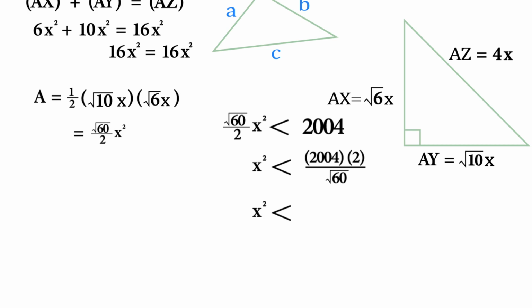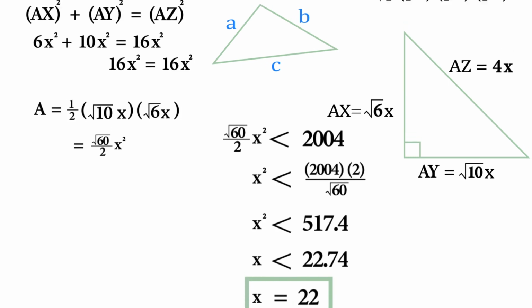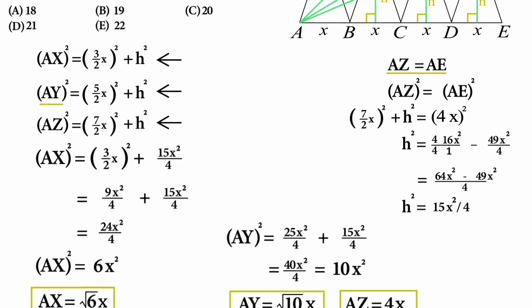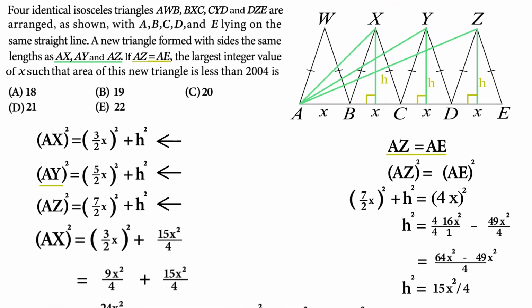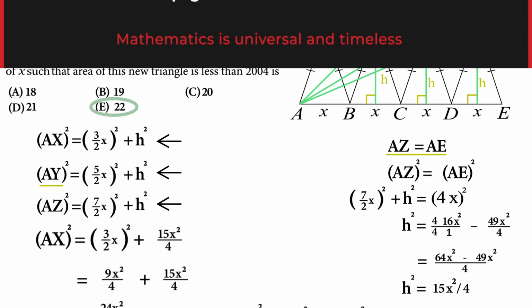And then let's just get the numerical value of this. And this is 517.4. And therefore, if I take the square root, it'll be 22.74. And they want the largest value of x to make this true that is an integer. Well, that would be x equal to 22. Correct? So let's see here. The largest integer value of x such that the area of this new triangle is less than 2004. Yeah, 24, the answer is E. Excellent question.